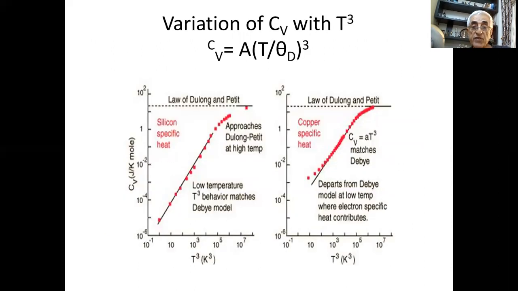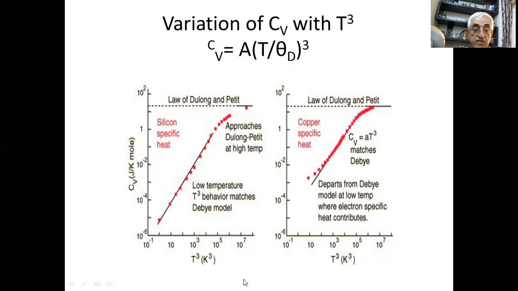Variation of CV with T cubed, CV equal to 8T by theta D all cubed. These two graphs show the law of Dulong and Petit. Here, CV, at low temperature, behaves like T cubed. Apart from the Debye model, there is a difference, but a very small difference between the two graphs. This is for silicon specific heat, this one for copper specific heat.